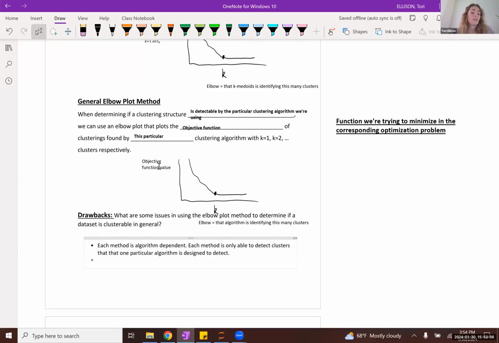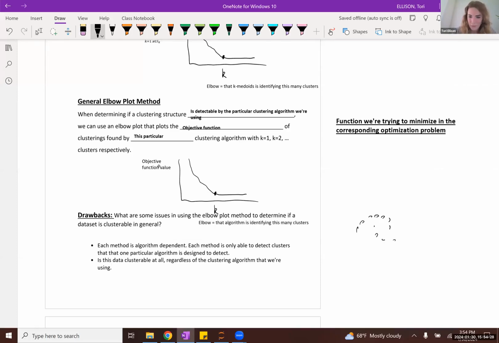We might not even be at the phase of determining which clustering algorithm we're looking for. We might simply want to ask, is this data set clusterable at all, regardless of the clustering algorithm that we're using? It's possible, for instance, that we might have a data set like this, whose clustering structure k-means is not designed to detect, and k-medoids is also not designed to detect.